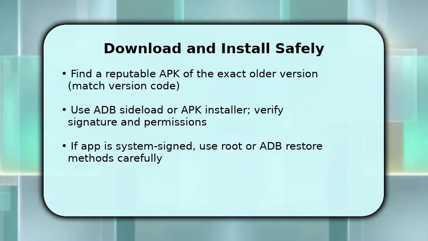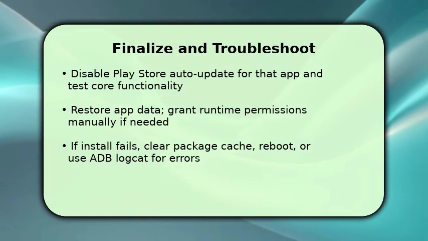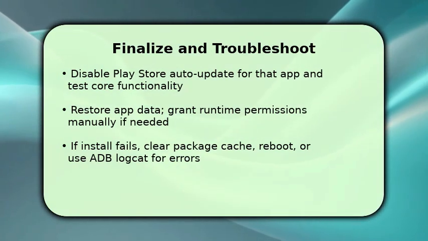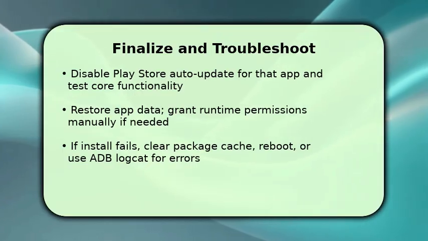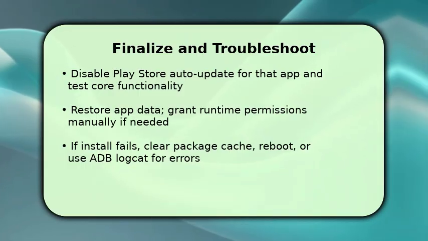Make sure to finish by disabling automatic updates in the Play Store for that app so it won't overwrite your older version, and then restore the backed up data. Once restored, manually grant runtime permissions. Test the app thoroughly to confirm stability.